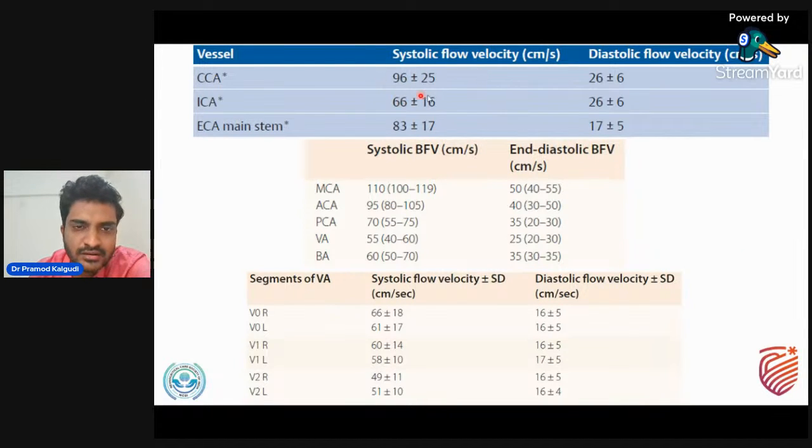You see the common carotid has the highest velocity. Getting down to the internal carotid, it reduces. The external carotid has a slightly higher velocity, but look at the diastolic flows.